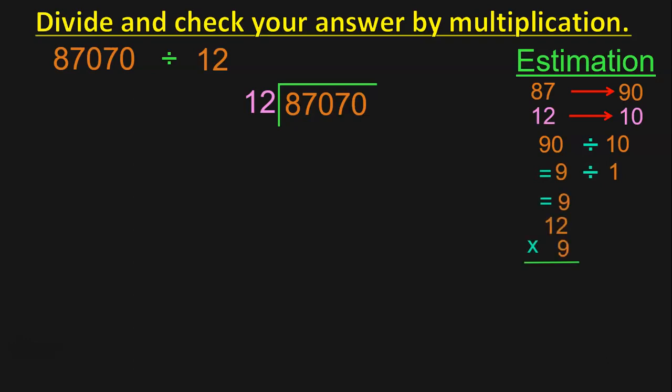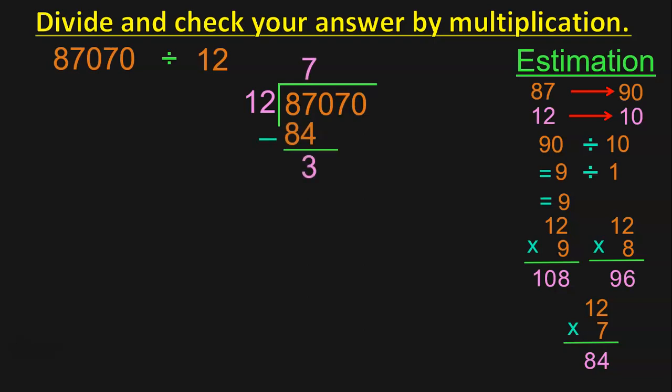So let us try with 9. 12 into 9 is 108, which is bigger than 87. So let us try with 12 into 8, which is 96, which is also bigger than 87. So let us try 12 into 7, which is 84. So the quotient will be 7 and you get 84 and the remainder will be 3. The next step is to take and write down the digit 0 near the remainder.